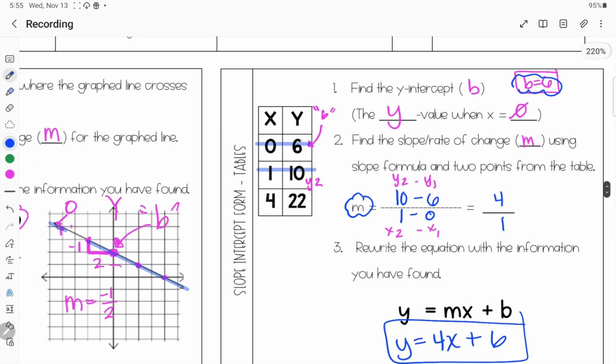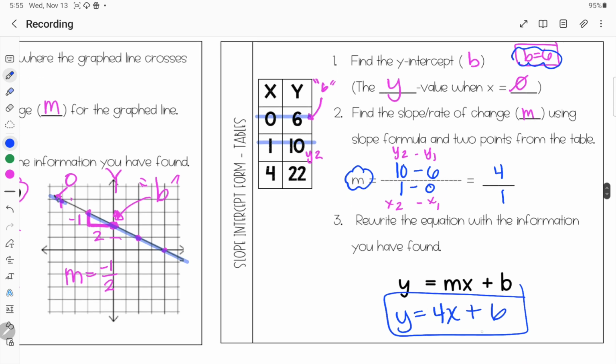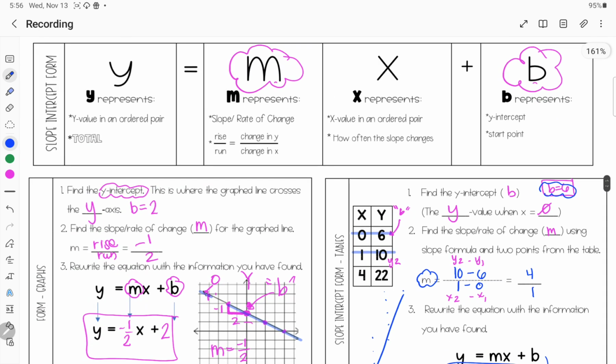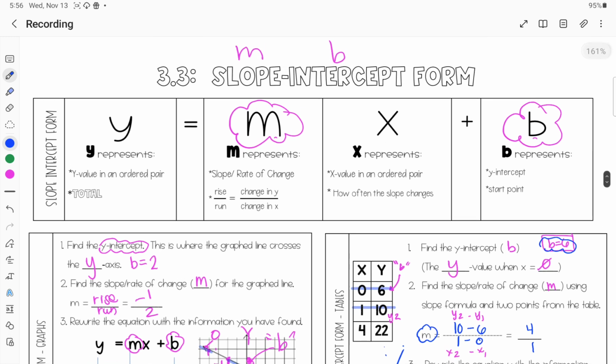What this means is if we were to graph these points, they would connect and make a line, and that line would cross through 6 on my y-axis, and to get to all these points, we would count up 4, 1, 2, 3, 4, over 1. Up 4, over 1. So it's going to be a pretty steep line. So again, slope-intercept form, we're finding slope and y-intercept, plugging it back into our equation.